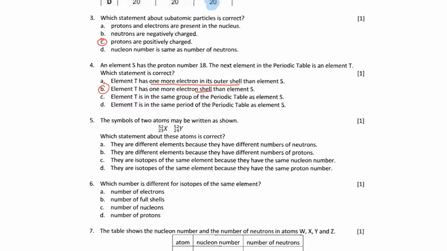Question number 5. The symbols of 2 atoms may be written as shown. Now notice how these 2 elements are X and Y, which are again dummy variables, and 23 and 24, the smaller numbers, are the ones that identify the protons. So which statement about these atoms is correct?